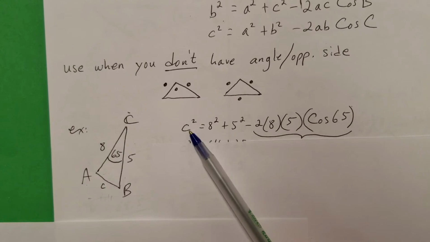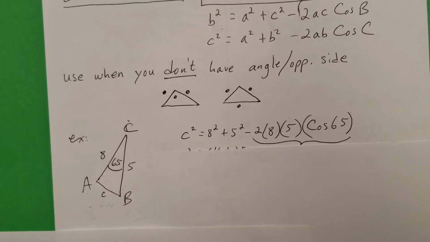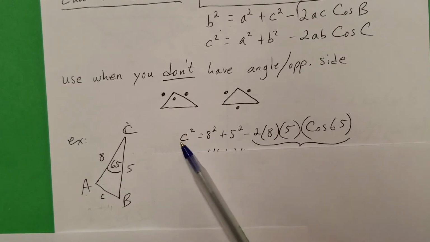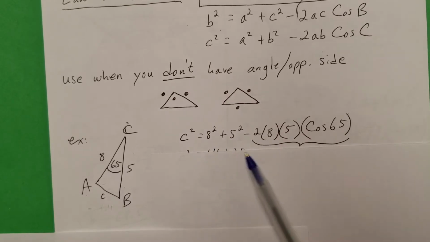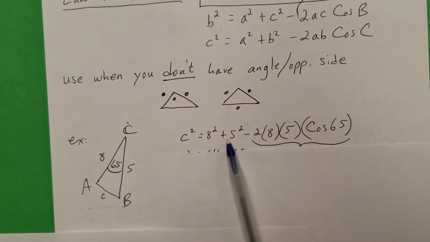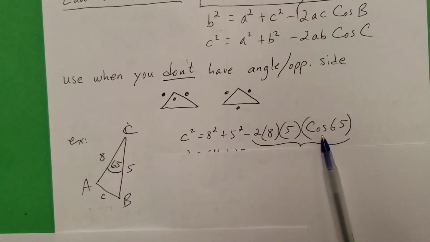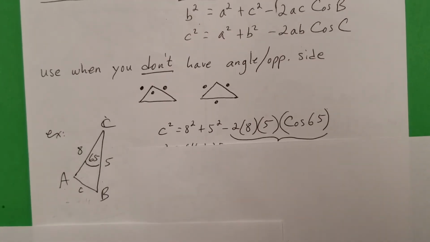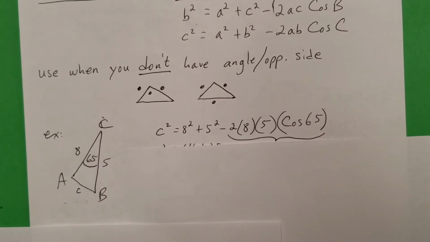So the side that's missing, C squared, is equal to the other two sides squared. See that? The side that you're looking for, that's the letter on the left, equals the other two sides that you know, and they're both squared, and they go here. Minus 2 times these same two sides, but not squared, right? 8, 5, 8, 5, times cosine of the angle opposite this. Remember? Little c, big C. So if your side is C, then you must want this angle. So cosine 65. And that's it.